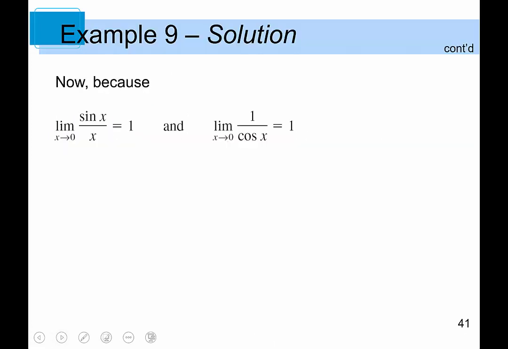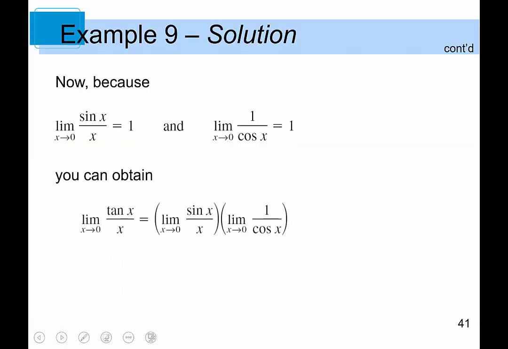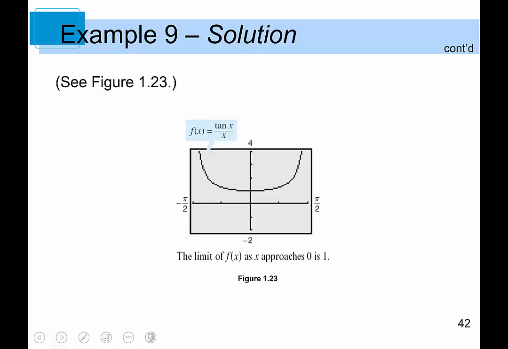Using a special limit. So this is the graph of tangent x over x. As you can see, when x approaches 0, the value is 1. Then the limit of f of x as x approaches 0 is equal to 1.